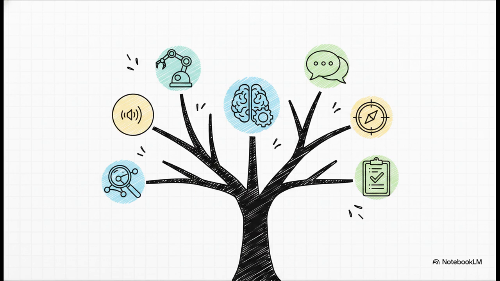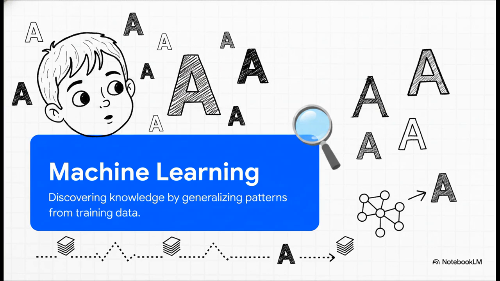Let's zoom in on a few of the biggest ones. First up is machine learning, and the source material has this really great analogy for it. Machine learning is all about discovering knowledge by finding patterns in training data. It is literally like a child learning to read. Think about it. You point to a letter on a page and tell a toddler, that's an A. After showing them enough examples, they're going to recognize an A, whether it's handwritten, printed in a book, big or small. Machine learning works the exact same way.